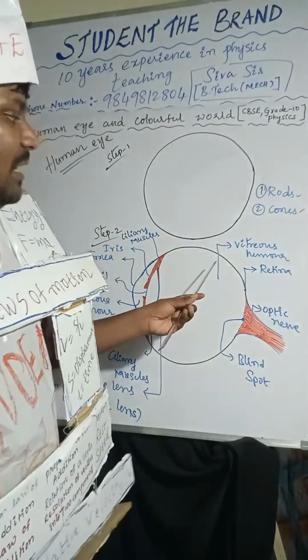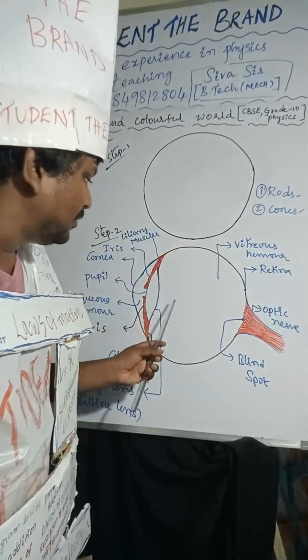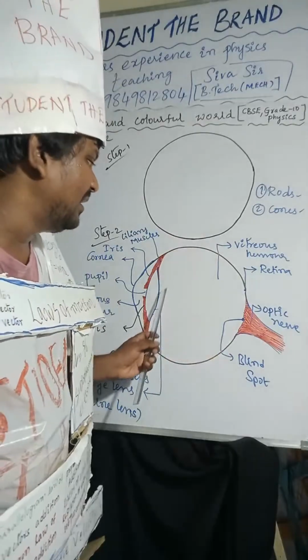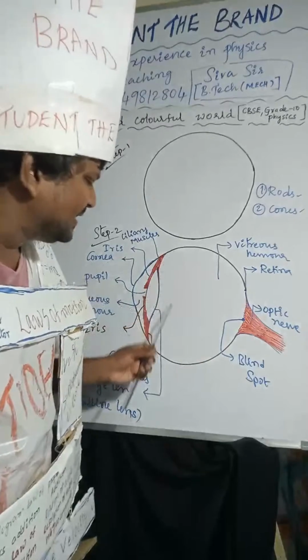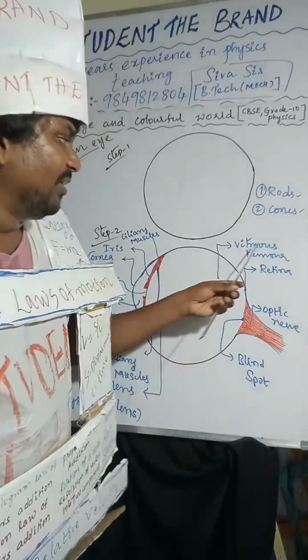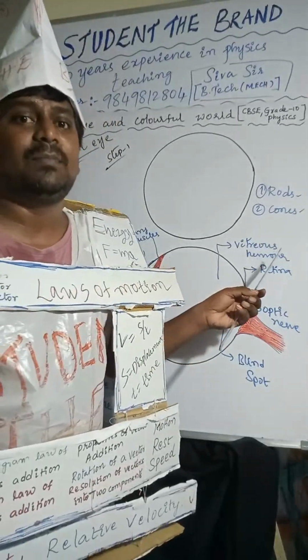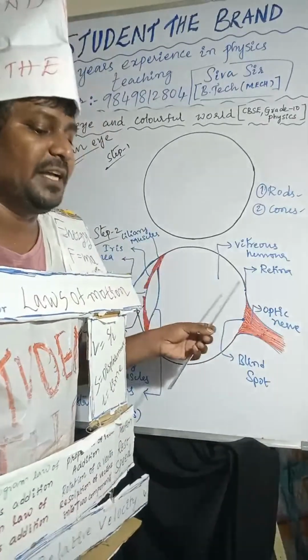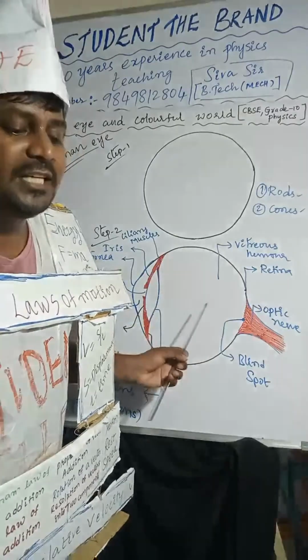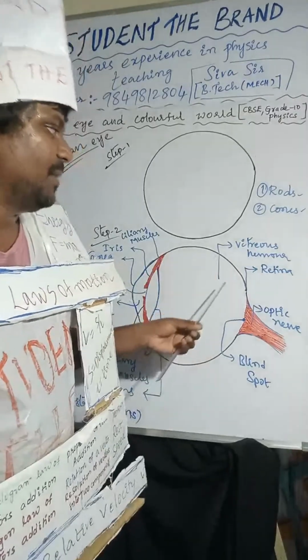Next one, vitreous humor. Vitreous humor is a jelly type liquid present in this entire portion between the eyelens and retina. It gives sufficient force and pressure to maintain the shape of the eye.